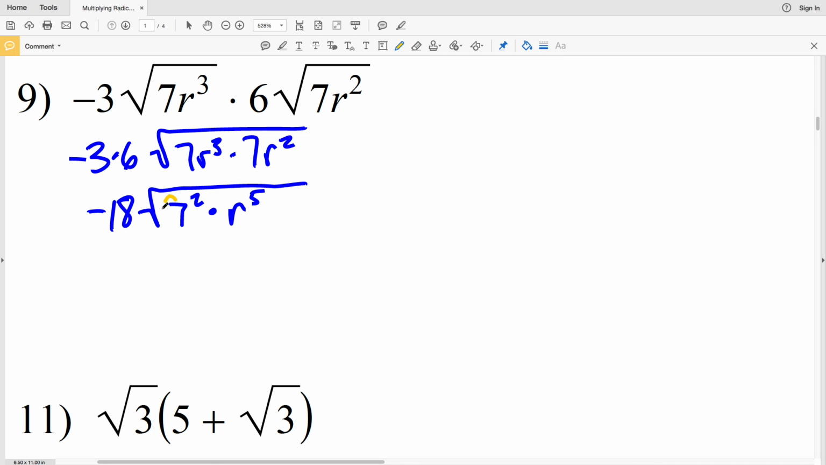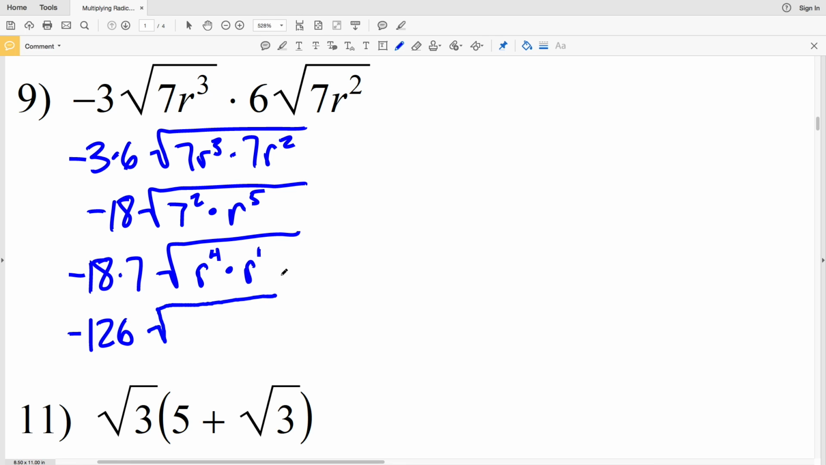Right away, I can pull out a 7, because 7 times 7 is 7 squared, I'll pull out that base of 7. So I'll have negative 18 times 7 times the square root of r to the fifth. However, r to the fifth, I'm going to rewrite as r to the fourth times r to the first, or simply r. Negative 18 times 7 will give me negative 126.